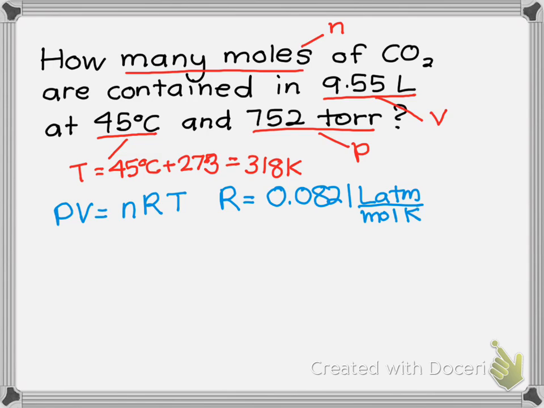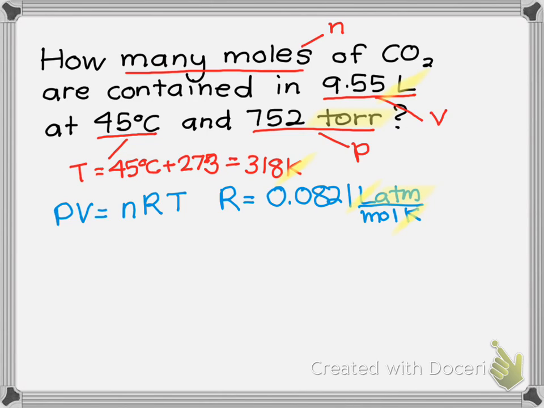So when I look, the volume I was given was in, just a minute, I'm trying to get a little bit lighter color highlighter. Okay, sorry. The volume I was given is in liters, right there, and the R has liters, so that's okay. The temperature I calculated was in Kelvin, and this is in Kelvin, so that's okay. But I look here, and I was given torr, but the gas law has atmospheres. Okay, that is not okay.